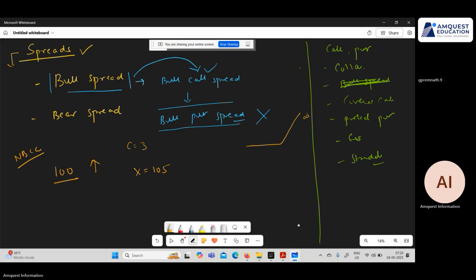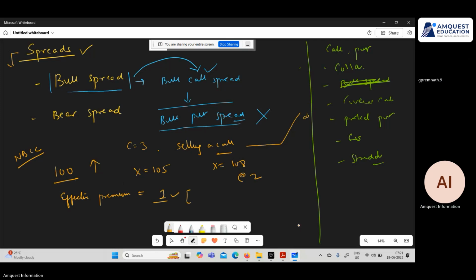But again, I'm very smart. I don't want all the money of the world. I want to save my costs and earn some money, right? How about me selling a call at a strike price of 108 for rupees, let's say 2? So this way, my effective premium that I paid would be how much? 1.